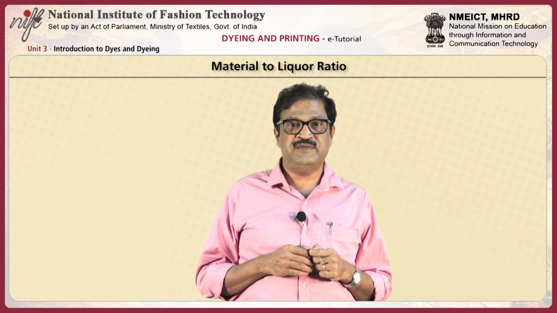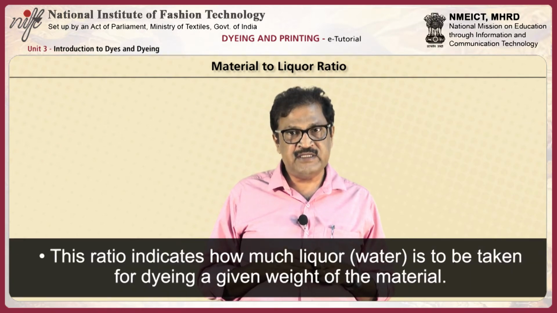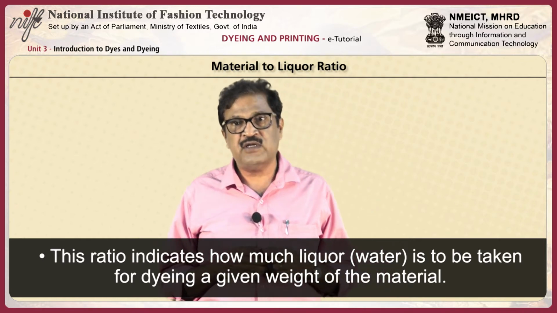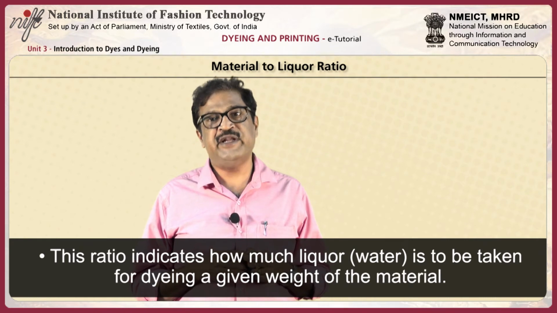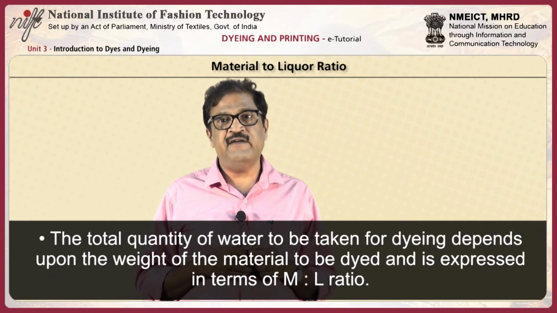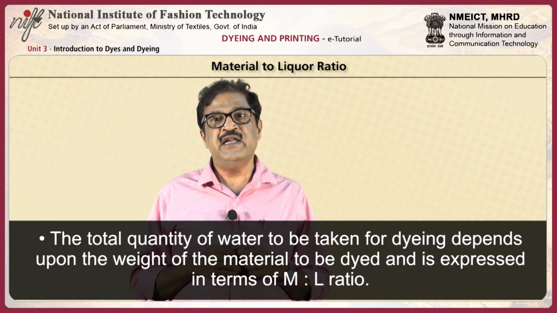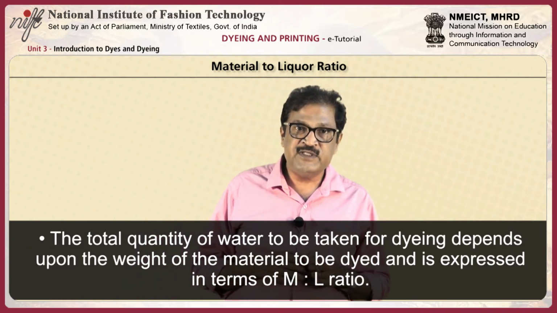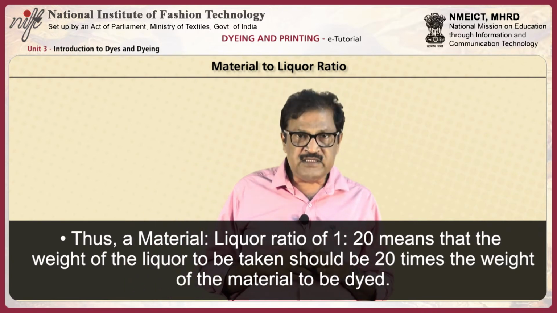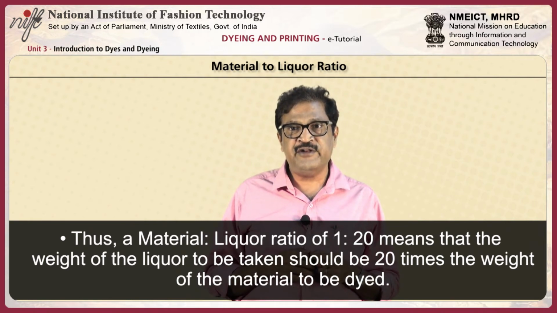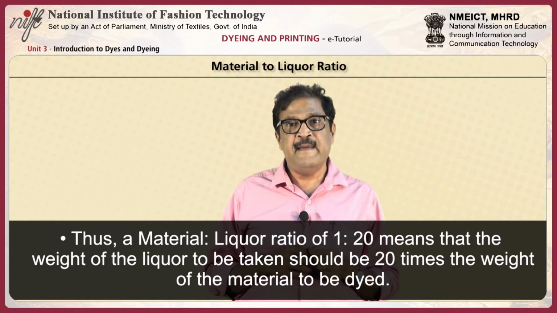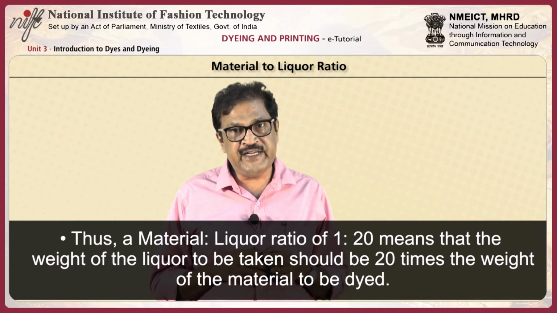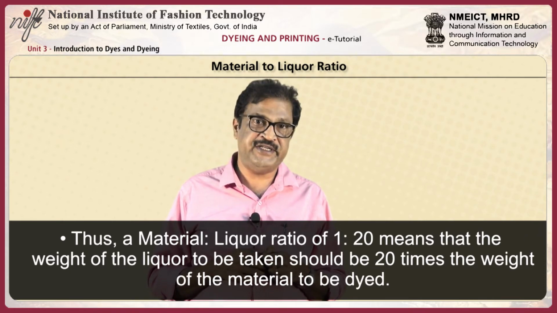Material to liquor ratio. This ratio indicates how much liquor, that is water, is to be taken for dyeing a given weight of the material. The total quantity of water to be taken for dyeing depends upon the weight of the material to be dyed and is expressed in terms of ML ratio. Thus, a material to liquor ratio of 1:20 means that the weight of the liquor to be taken should be 20 times the weight of the material to be dyed.